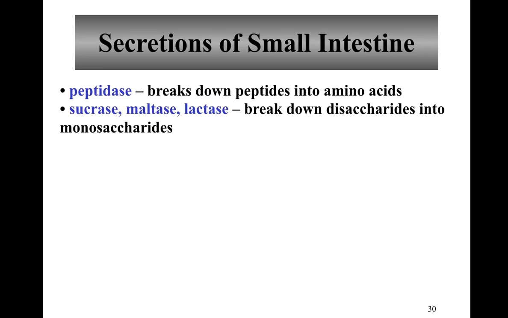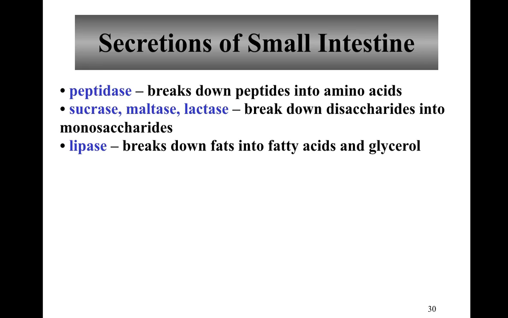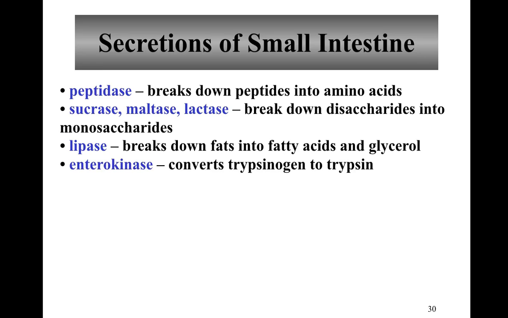Many people, especially as they become adults, stop producing lactase in significant quantities and they become lactose intolerant. So when they don't break down the lactose, the bacteria that live in their intestine can break it down and they produce gas, which causes a lot of the discomfort and the other problems associated with lactose intolerance. So these break down sugars. Lipases break down fats into fatty acids and glycerol.